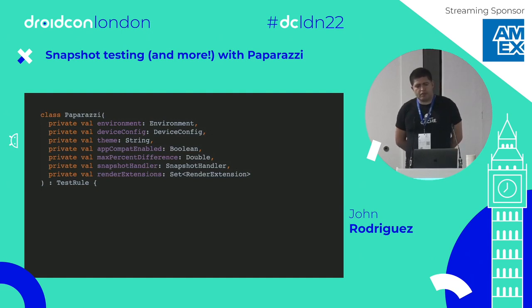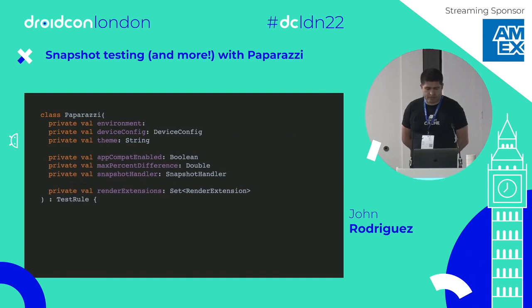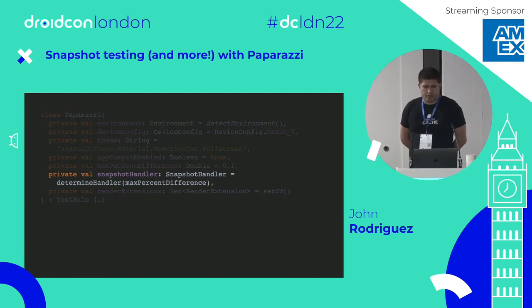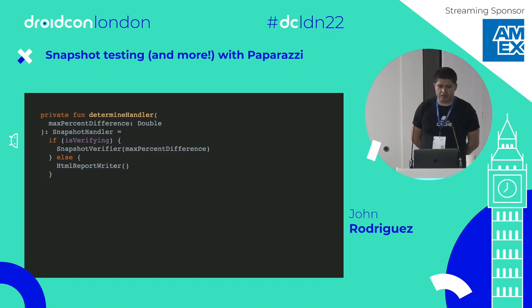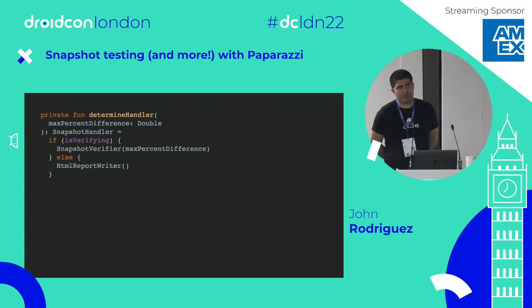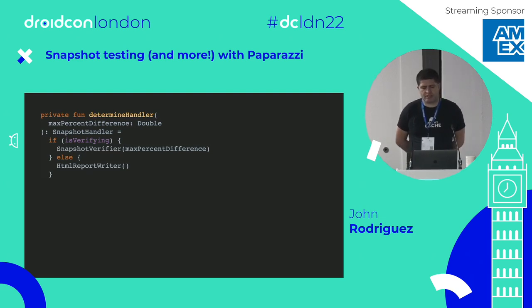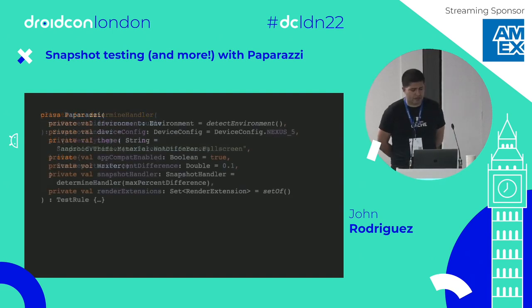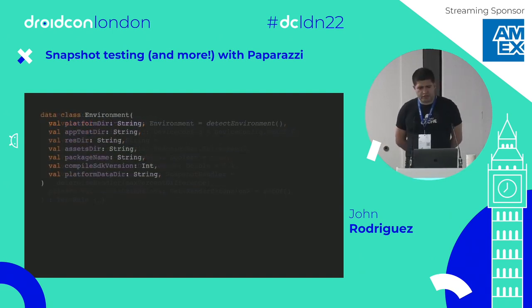Looking into the Paparazzi rule itself, you'll see that it aims to be configurable to however you want to test your app. It also tries to provide reasonable defaults. For example, depending on what mode you're running in, it'll determine the implementation of a snapshot handler. Are you verifying the snapshots that Paparazzi just took against a golden value from before, or are you writing to the file system for reporting? A lot of those reasonable defaults come from the detector detecting the environment.